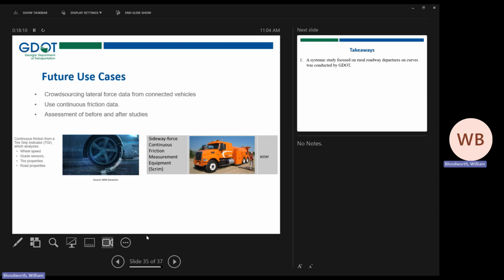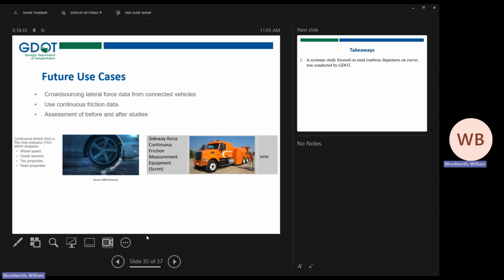So, future use cases. I mentioned at the beginning that someone had to drive every curve to get that ball bank indicator reading. I don't want to do that again. That sounded awful. There's no reason we can't leverage crowdsourced data or some sort of continuous devices. So what I'm particularly interested in is big data coming from connected vehicles related to friction demand as well as friction supply.